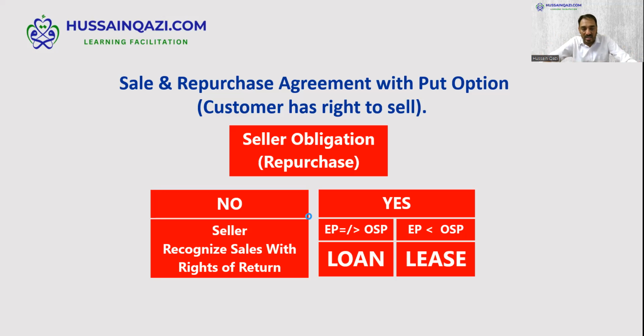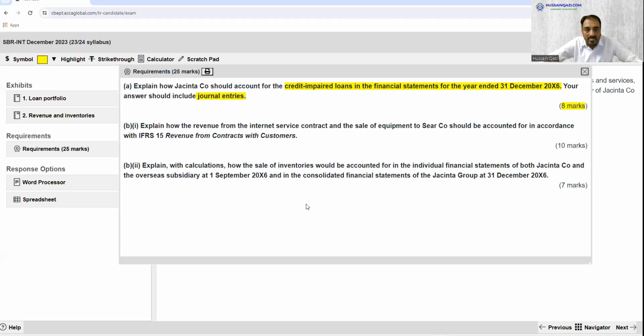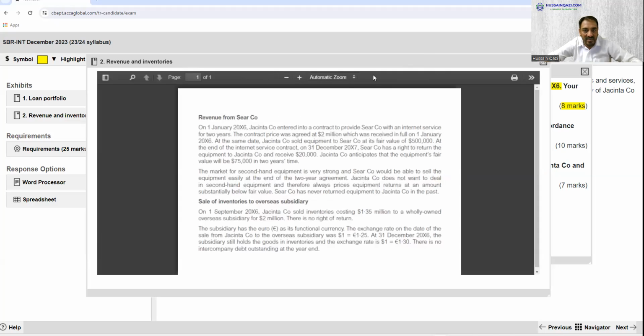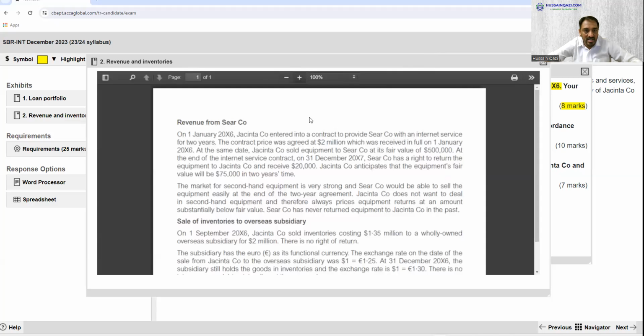B1, in fact. Now come on. This is the question requirement: explain how revenue from the internet service contract, because it's a telecom company, and the sale of equipment to Share company should be accounted for in accordance with IFRS 15, Revenue from Contracts with Customers. This is a 10 marks question. Actually, requirement B has two different points.